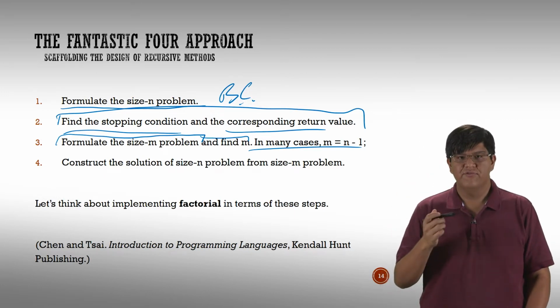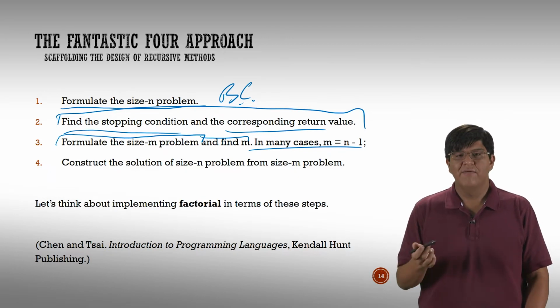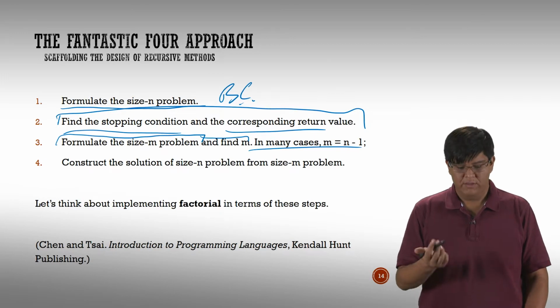The last step is to construct the solution of the problem from the subproblem. So we know what the full problem looks like. We know what the subproblem looks like. What is the glue that holds them together? What is the little bit of work I need to do to the subproblem to get it to be the whole problem? So that's my number 4 here.